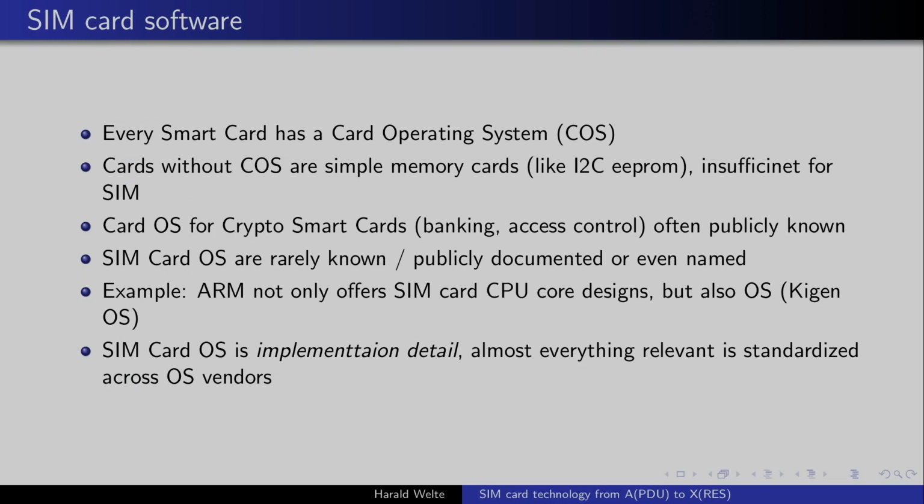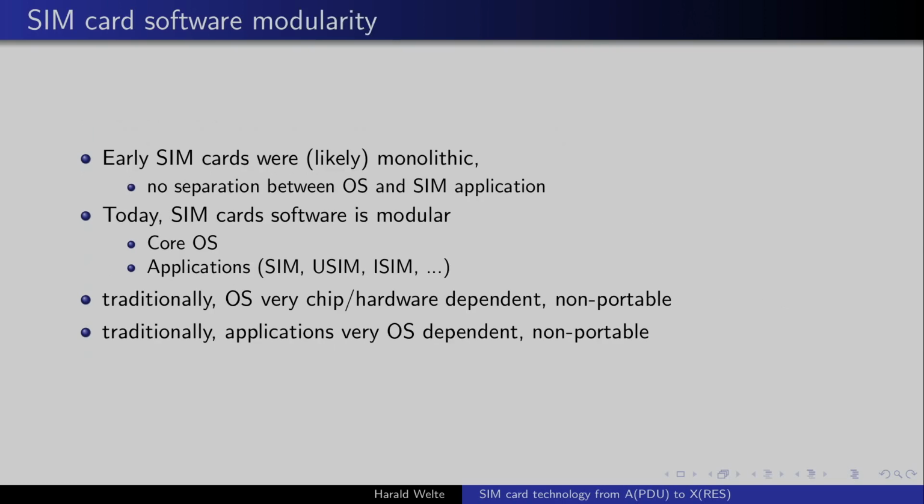So in terms of software, you have a card operating system. Cards that don't have an operating system are memory cards, which are not sufficient for SIM card use cases. In the crypto smart card area, the operating systems are typically well known and documented to some part at least. In SIM cards, it's slightly different. Almost nobody ever mentions what kind of operating system is on the SIM card. Even the SIM card vendors, it's not something they would put on their marketing or on their homepage. What exactly kind of operating systems are on there? The SIM card operating system, also from the cellular network point of view, is an implementation detail because all the relevant parts are specified standardized interfaces, and what operating system people use on the card, that's the operator's choice. It doesn't really matter from that point of view.